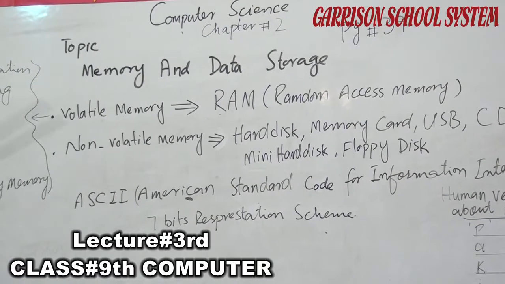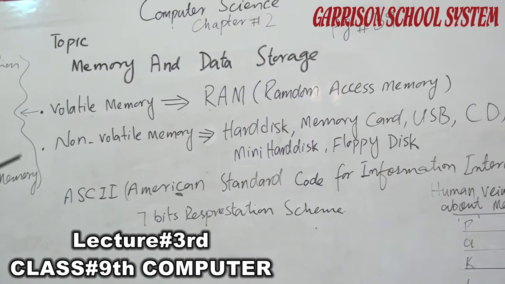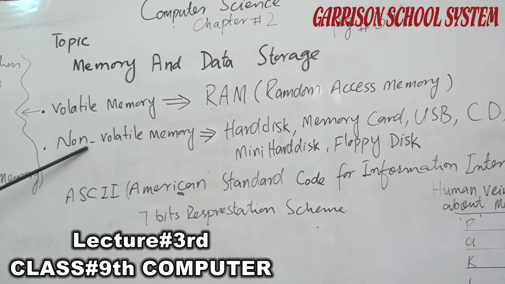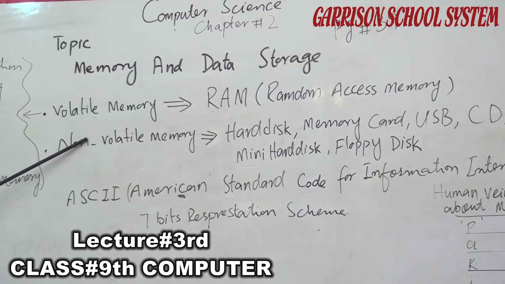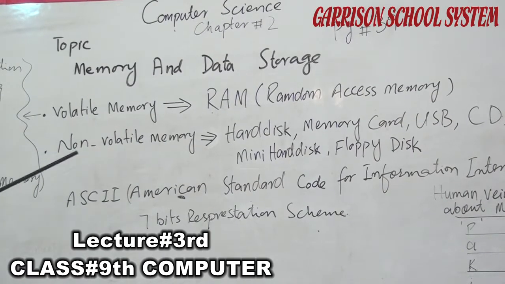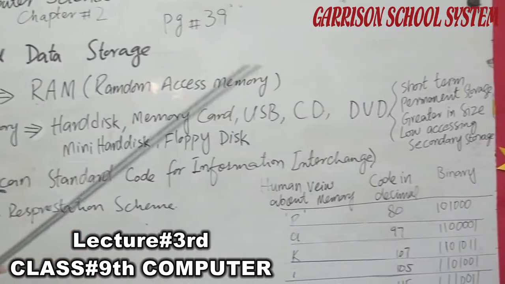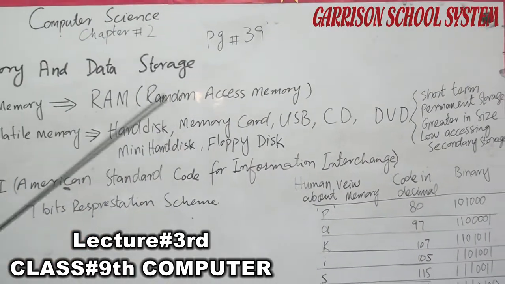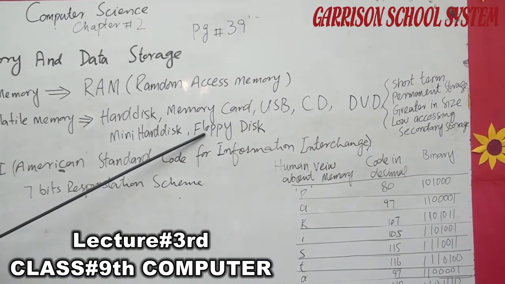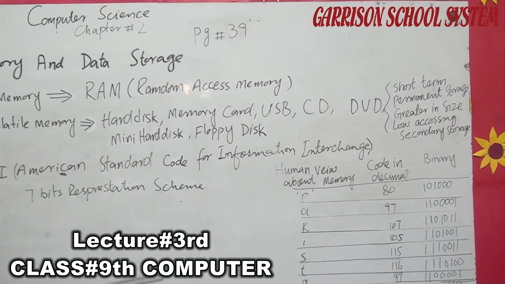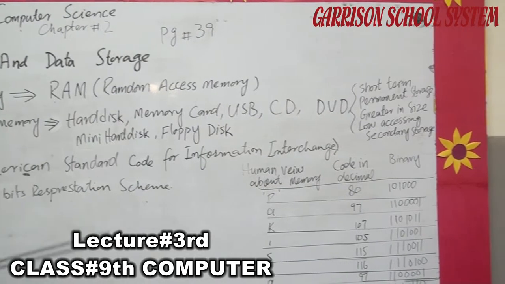So second is non-volatile memory. A device which can hold data even when it is not connected to any power source is called non-volatile memory. Typical examples of non-volatile memory are hard disk, memory card, USB, CD, DVD, mini hard disk and floppy. Floppy disks are not available nowadays because they have less storage capacity. Their capacity is 1.4 MB, and that is not enough nowadays.